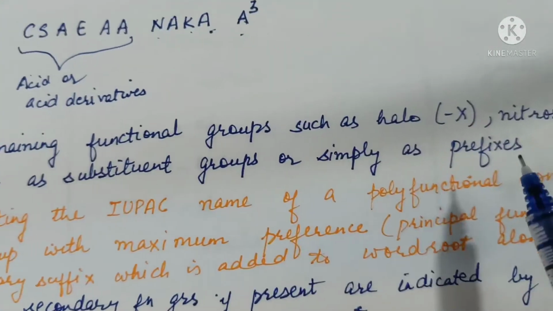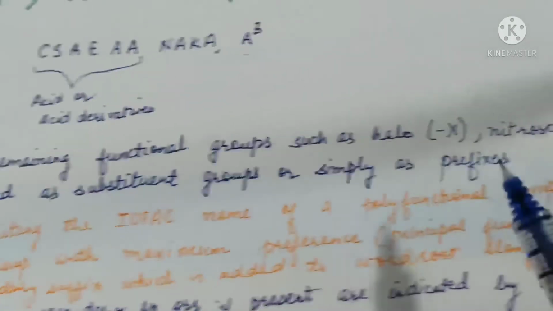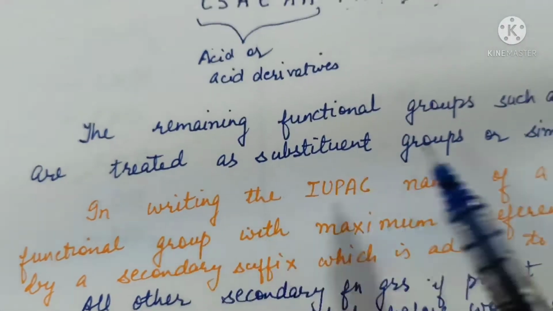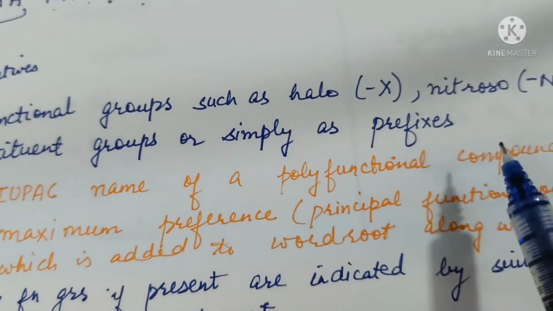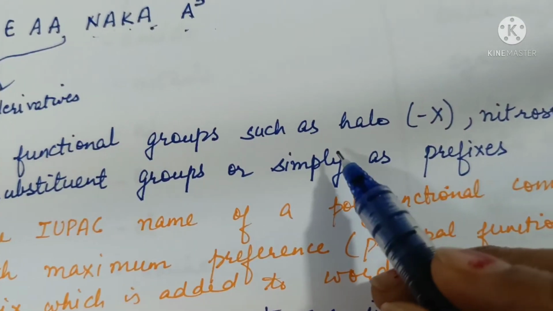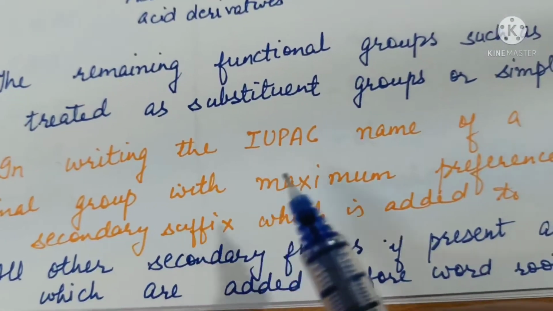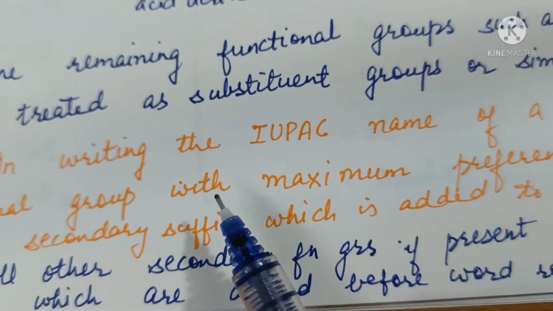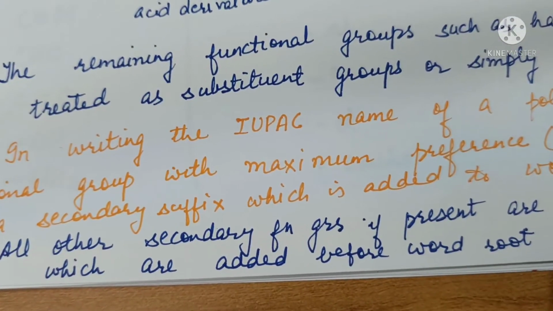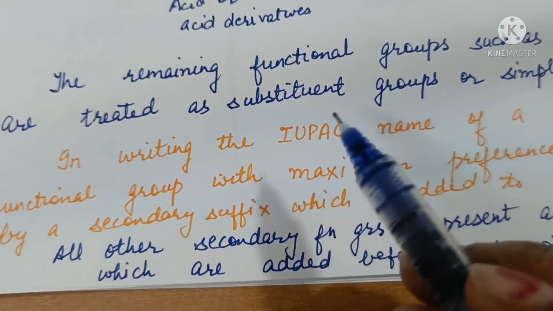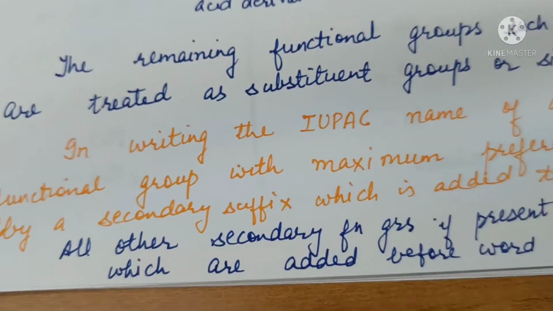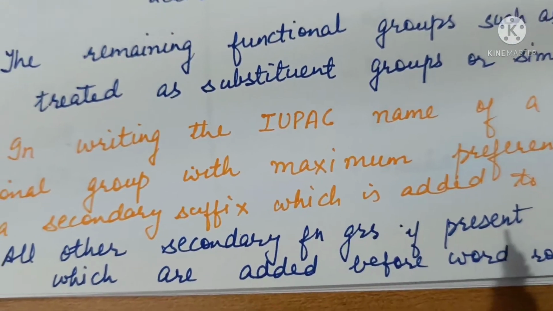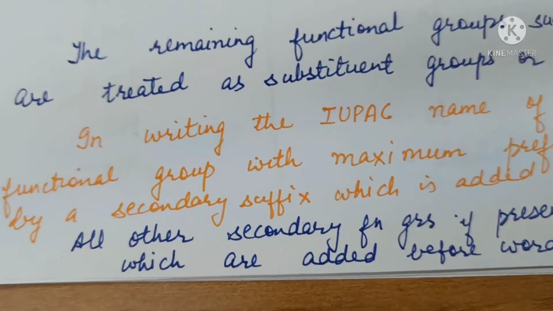The remaining functional groups such as halo, nitroso, nitro, and alkoxy are treated as substituent groups always and simply referred to as prefixes. While writing the IUPAC name, we will write the suffix after the word root and primary suffix for the principal functional group, and for the secondary functional group we will use a prefix, which is put before the word root.